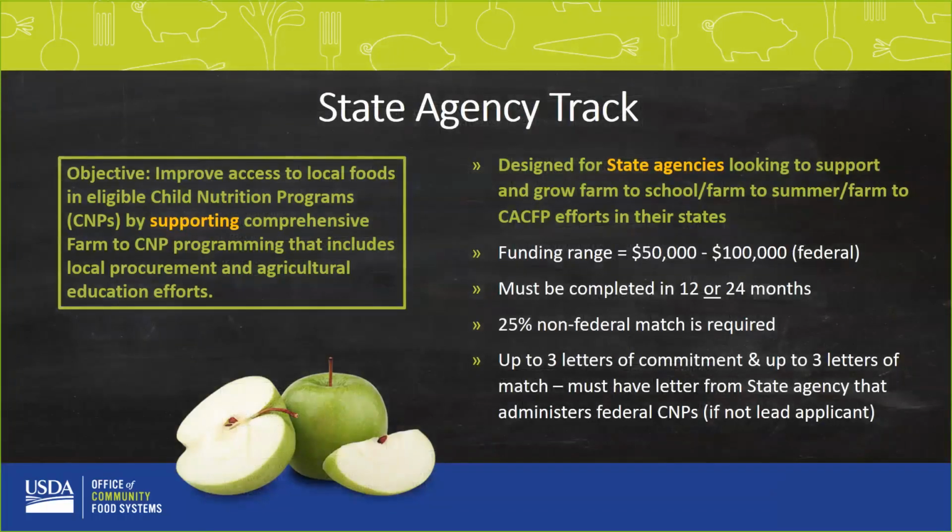The state agency track is for, as the name implies, only state agencies, such as departments of agriculture, education, or health. The objective of this grant track is for state agencies to support farm-to-school programming in all federal child nutrition programs, including, for example, in meals or snacks served in child care centers or community summer meal programs. So this is a bit different from the planning and implementation tracks, whereby funding is for pre-K through 12 school-based programming only. Note the emphasis is still on comprehensive programs that include both local procurement and agricultural education efforts.